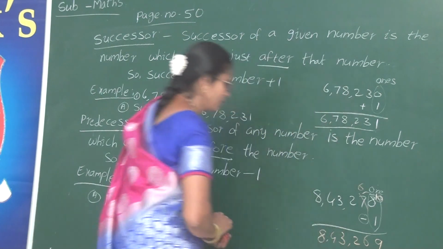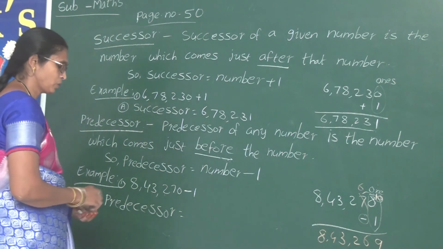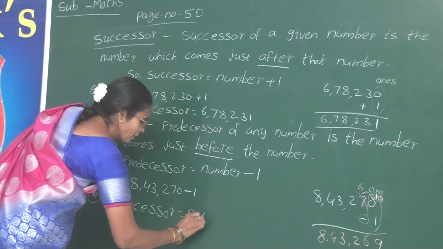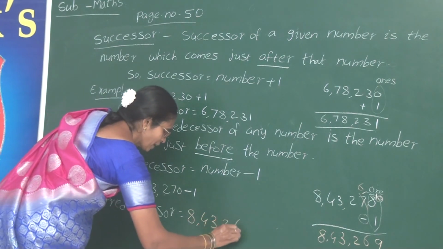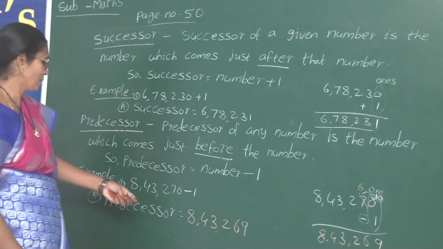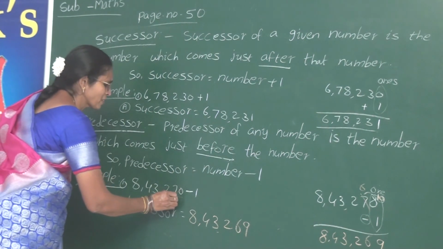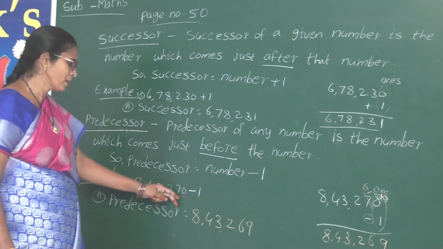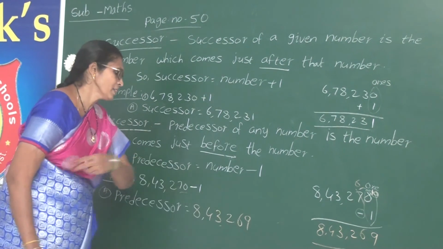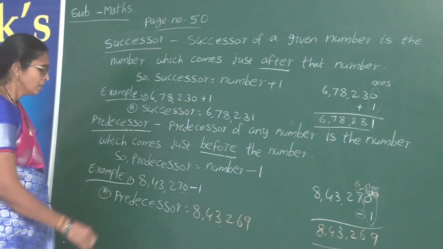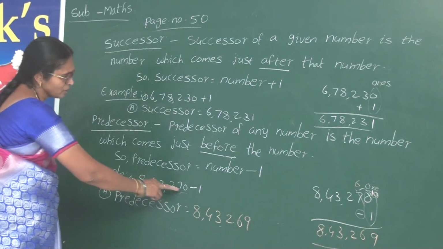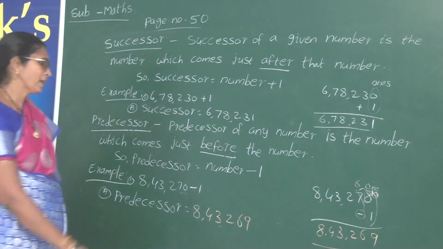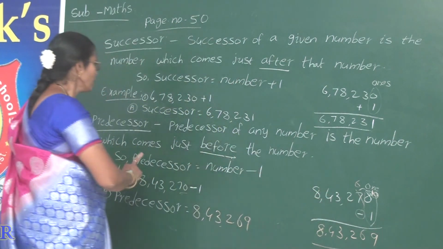Do you remember subtraction also? This is borrowing subtraction. Here the answer is 8,43,269. Let us see the last two digits, the tens place and ones place. Here it is 270; before 270 is 269 automatically. No need to think about the remaining digits; just thinking about the last digit you can get it. So by subtraction of this number we get the predecessor.